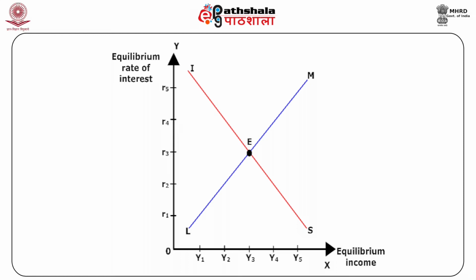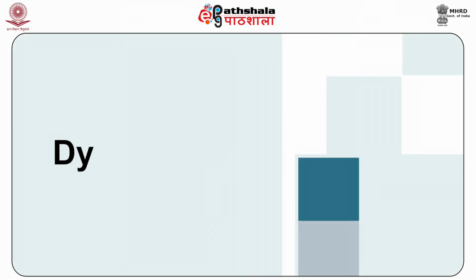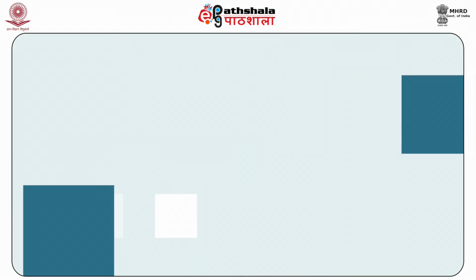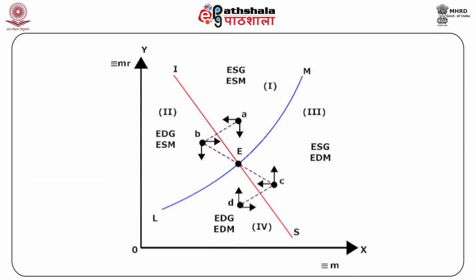We would like to consider a situation where the economy may not be in a state of equilibrium, and this involves what we call the dynamics of equilibrium. For understanding the dynamics of equilibrium, we consider points of disequilibrium. You would notice that there could be 4 points of disequilibrium, A, B, C and D, and each of these points are in different regions or segments of the XY space.